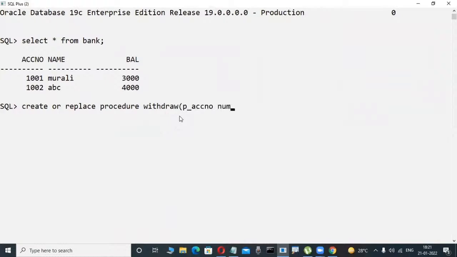Account number I'm passing. Again, amount also I'm passing, only because I try to withdraw. The ATM card is there. And now here, amount, I'm passing something only. Okay. Now some coding is there. I want to find out a balance.